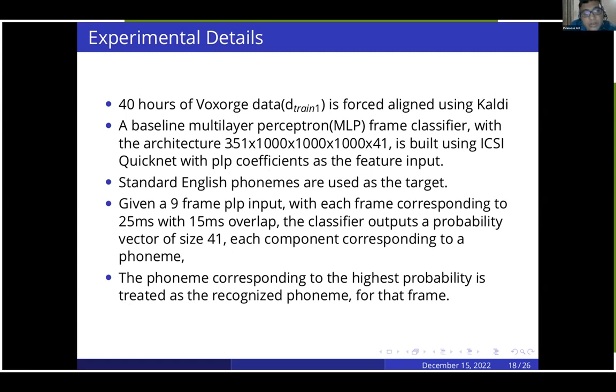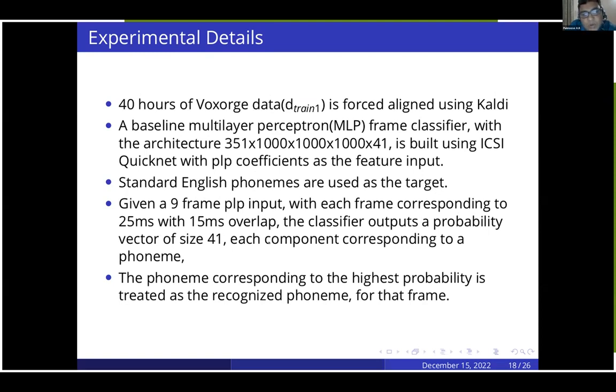delta, double delta. So 39. Left 4 frames, right 4 frames, total will be 9 frames, so 351. 351 will be the size of the input. Standard English phonemes are used as a target. 9 frame PLP input for each frame corresponding to 25 millisecond window with 50 millisecond overlap.